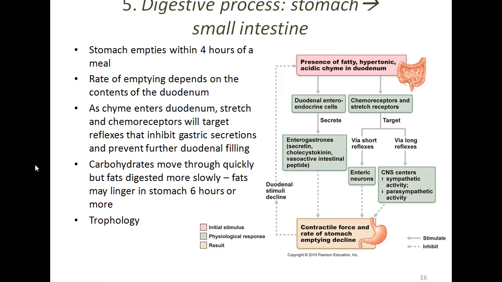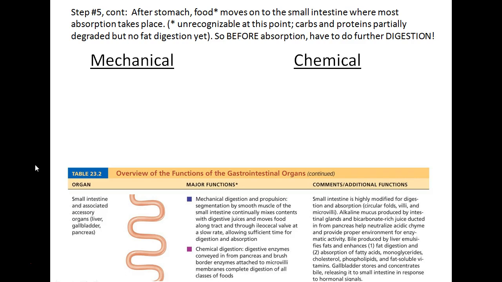In terms of the substances in the former food, carbohydrates, as opposed to proteins and fats, move through the quickest. Fats are digested more slowly. These may linger in the stomach for 6 or more hours. And so after the food, quote-unquote food, moves to the small intestines, this is where most of the absorption takes place. And keep in mind we have some mechanical processes occurring here and some chemical processes occurring here. Mechanical digestion and chemical digestion is shown in this overview.